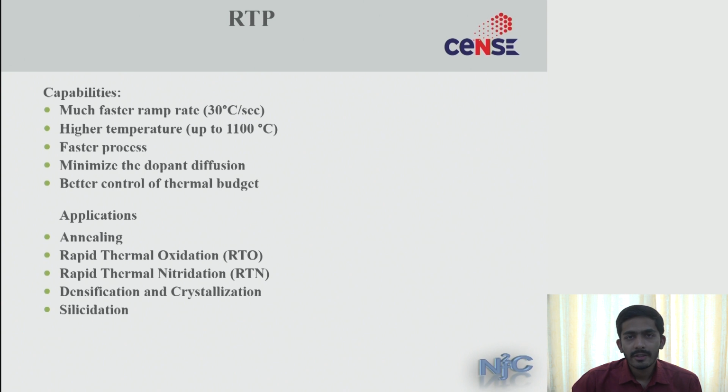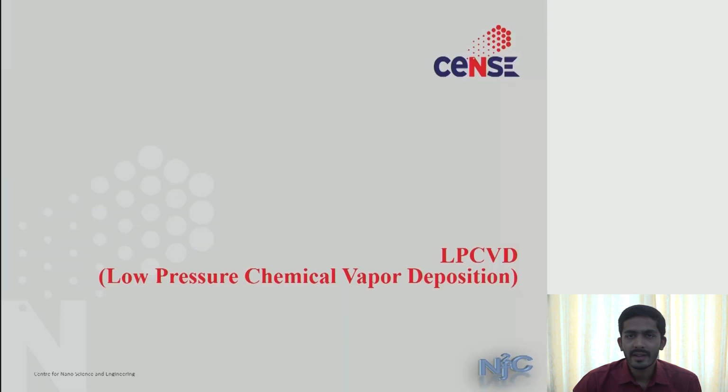Coming to the capabilities of these RTP systems, they help you to have a very high ramp rate up to 30 degrees per second. You can reach higher temperatures similar to a furnace, 1100 degrees Celsius. The process can be faster, you can have better control in a very short duration of time, and by doing this you will have a very low thermal budget. And coming to applications, similar to furnace, these RTP tools can also be used to do annealing, oxidation, nitridation, silicidation, etc.